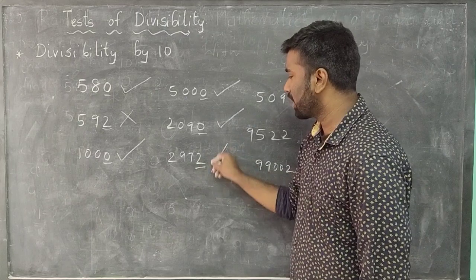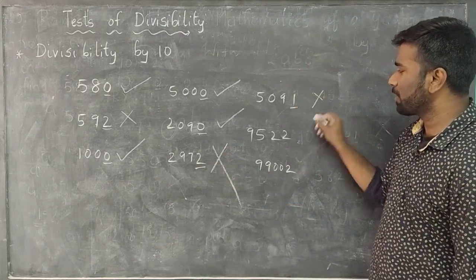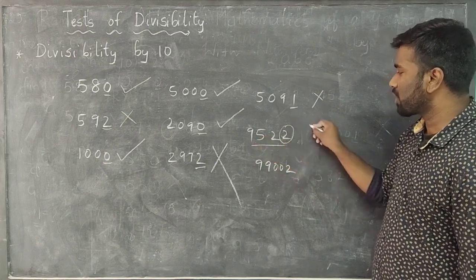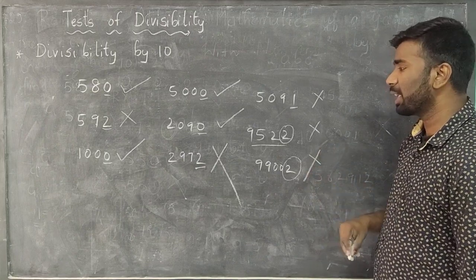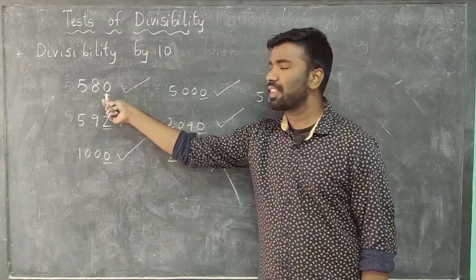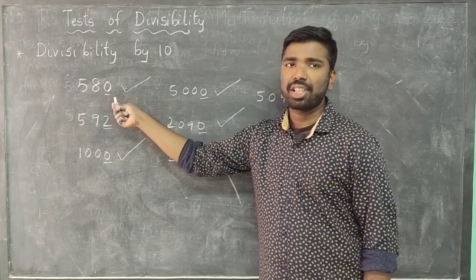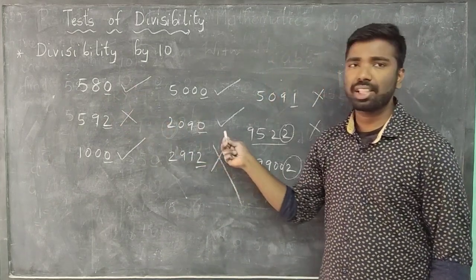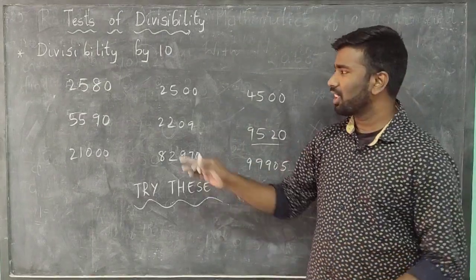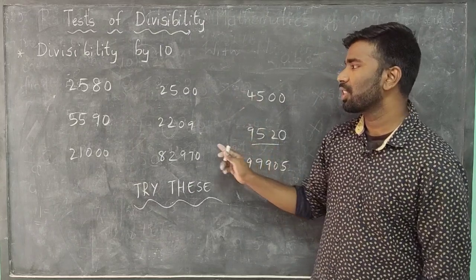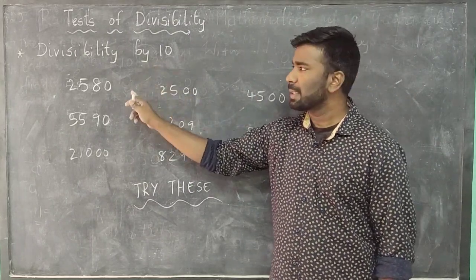In case of this number, it is not divisible by 10. In case of this number, it is not divisible. In case of this number, it is not divisible. In case of this number again, it is not divisible by 10. If the number is ending with 0, that means in the unit place if we have 0, the number is completely divisible by 10. Students, I have given a few numbers. For these numbers, test for the divisibility by 10.